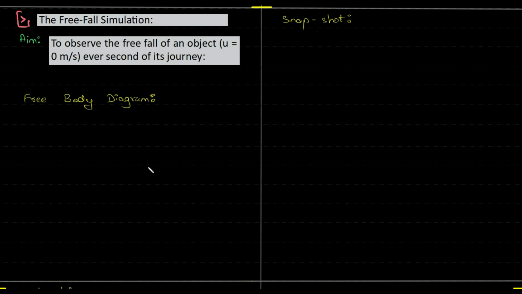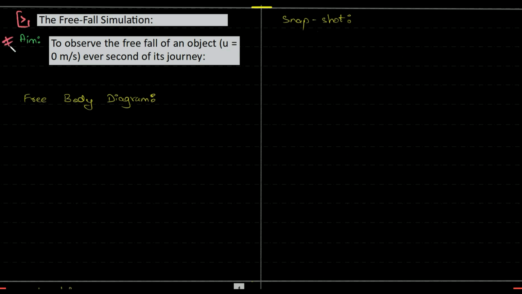Was it thrown? Was there a push by a propeller? We are not going to look at that. At that moment of time, is it only under the influence of gravity? If it's yes, then it's said to be under a free fall. Okay, so here we are going to understand about the free fall by simulating it.